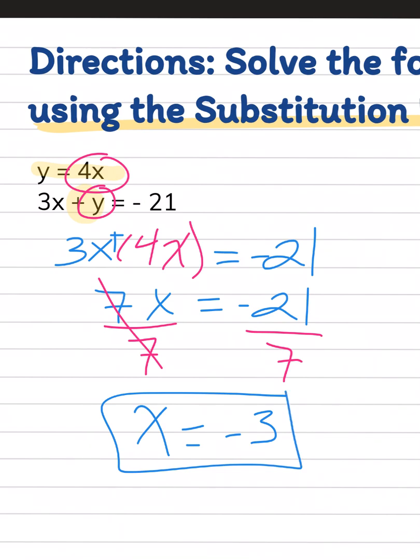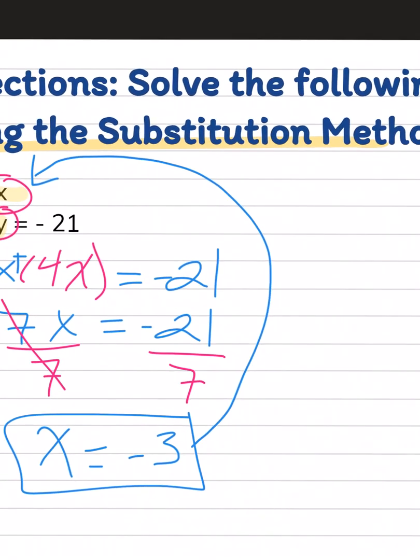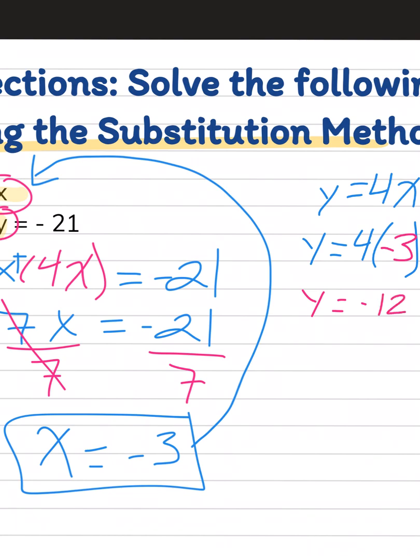So now, guess what we get to do? Substitute one more time. We know that x is equal to negative 3. So I'm going to plug it in that top equation one more time. So instead of having y is equal to 4x, I'm now going to have y is equal to 4 times what number? Good. And what is 4 times negative 3? So y is equal to negative 12.